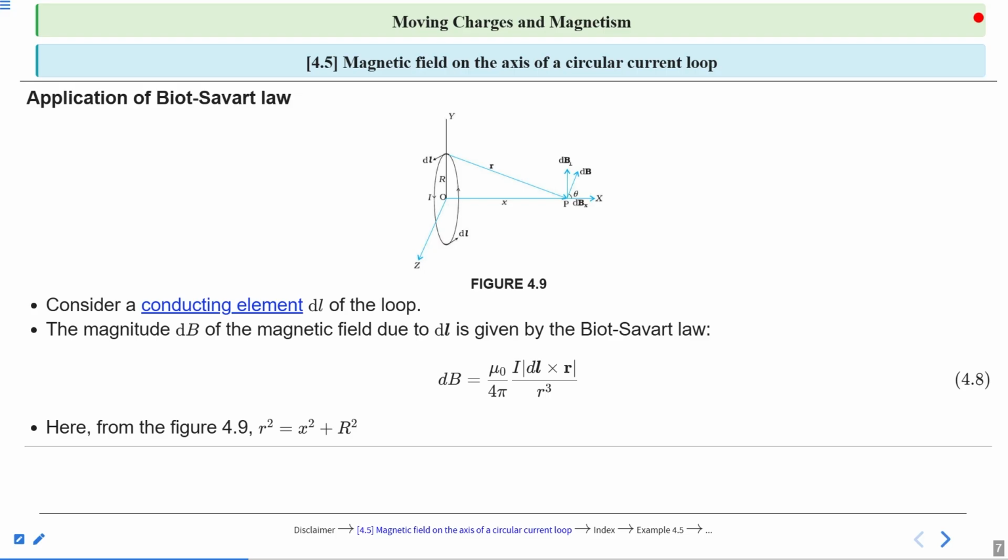Now from figure 4.9 you can see the Pythagoras theorem. Apply the Pythagoras theorem in this triangle between OP and this dl current element. So you will get small r square, which is the hypotenuse, equal to base square plus perpendicular square. So r square is equal to x square plus R square, by applying Pythagoras theorem. From figure 4.9, you have to put this r square in 4.8 in the further steps.